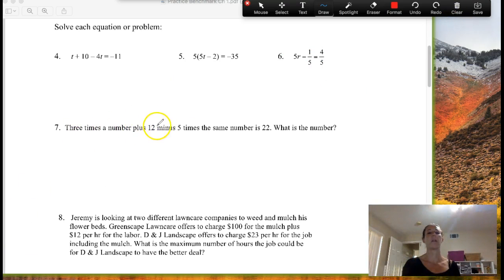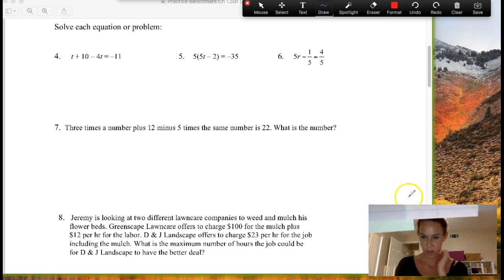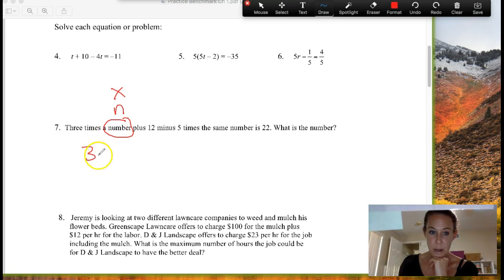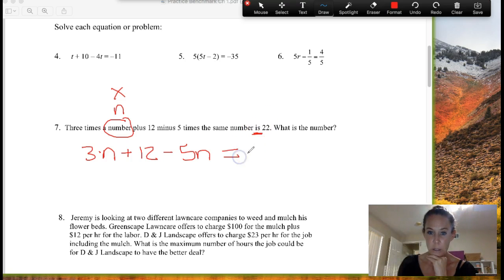3 times a number plus 12 minus 5 times the same number is 22. What is the number? Write out what you hear. 3 times a number. Well, pick what you want that number to be. You can use n for the number. You could use x. Let's use n for number. So we're going to go 3 times a number. So 3 times n, or 3n, plus 12. So plus 12 minus 5 times that same number. The number was n that we chose. Is means equals, is 22. What's the number? We'll solve it.